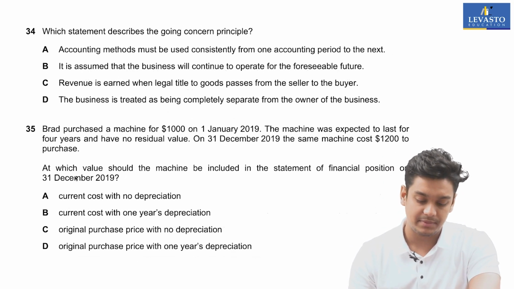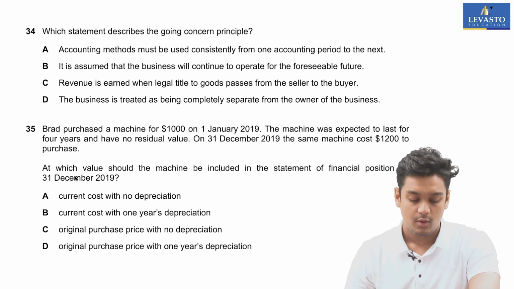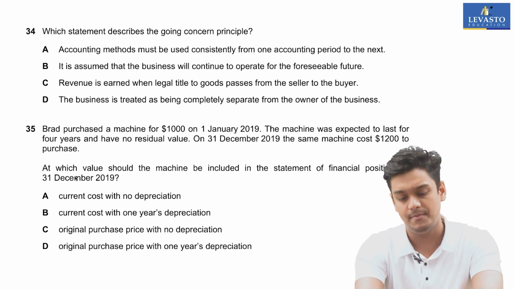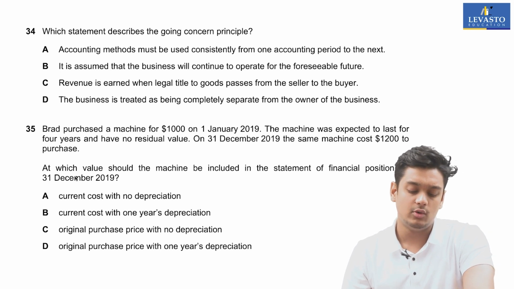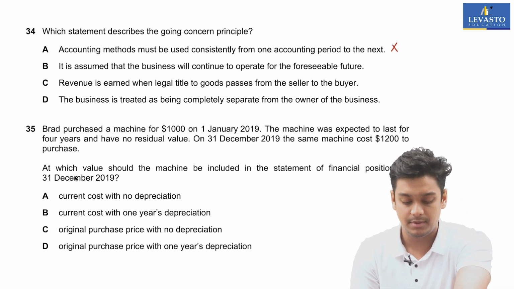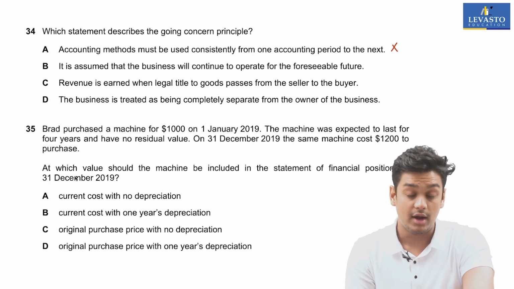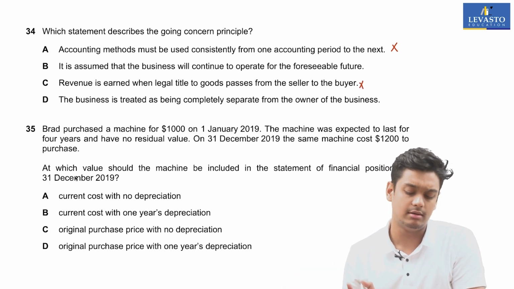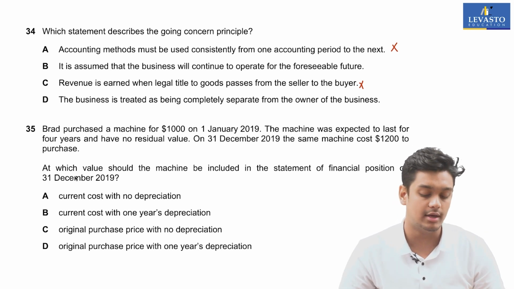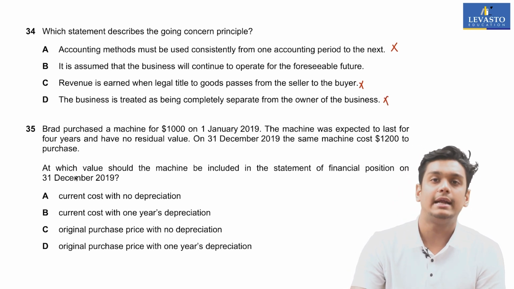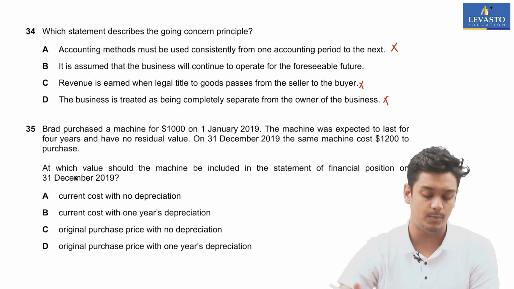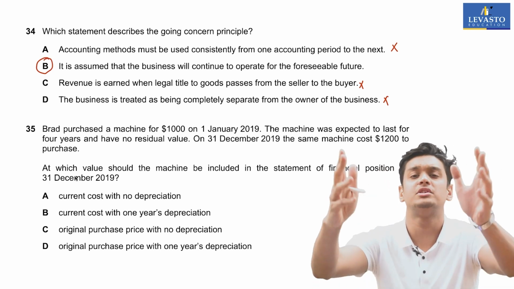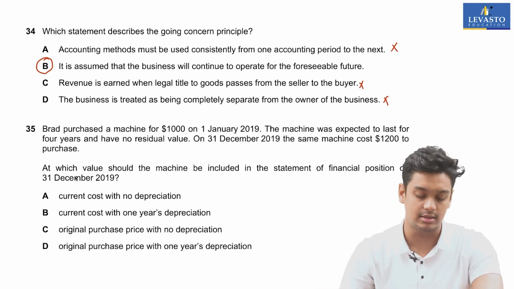Which statement describes the going concern principle? What is going concern? The business will function for a foreseeable future, for a predefined period of time. Okay. Now, accounting methods used consistently, no, that's consistency concept. Revenue is earned when it's incurred, that's actually a realization concept, to realize your income when it's actually earned. Business is separate from its owner, that is business entity concept. Owner and the business are two people. B is the appropriate answer. It assumes that the business will continue for a foreseeable future, forever. That's the assumption we make in going concern.